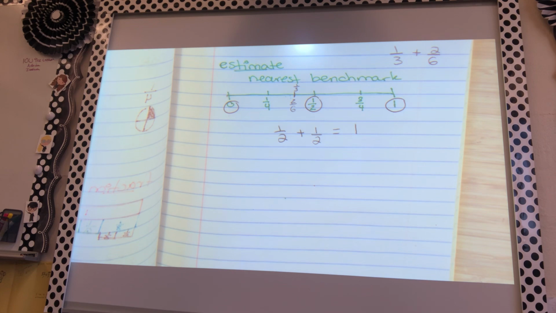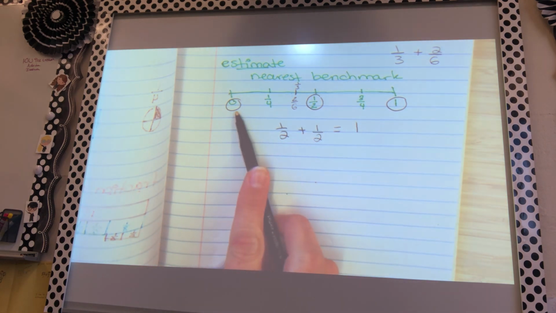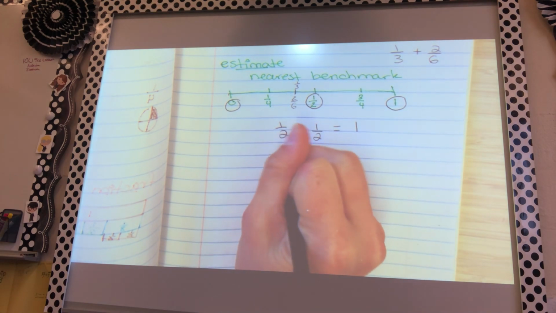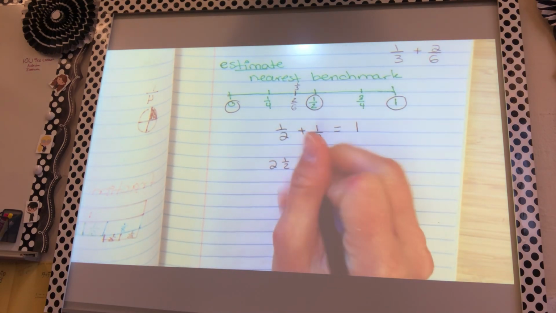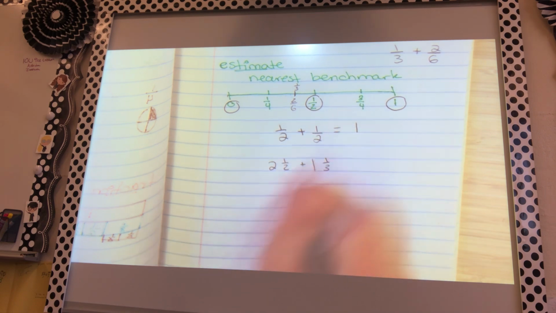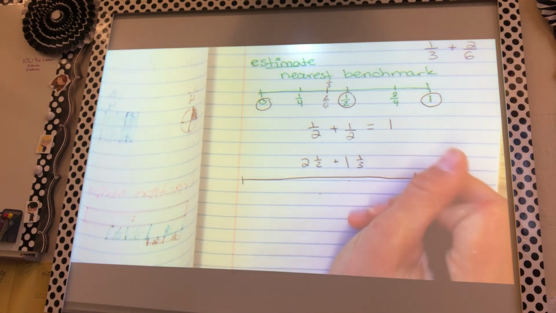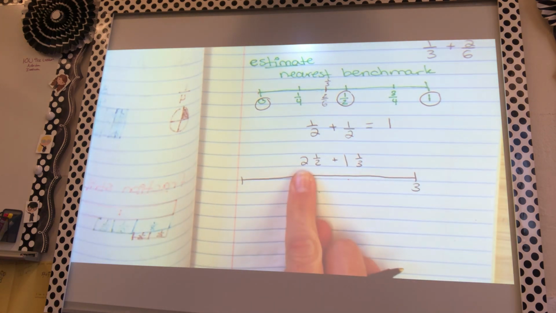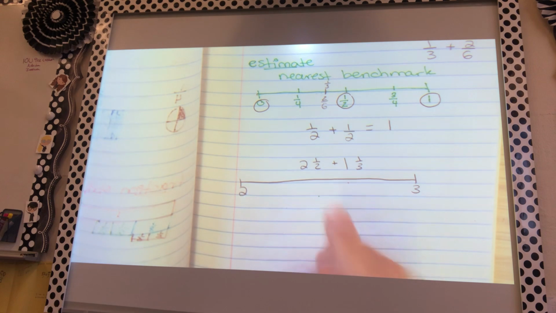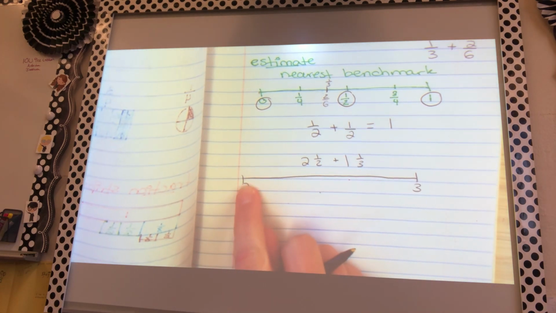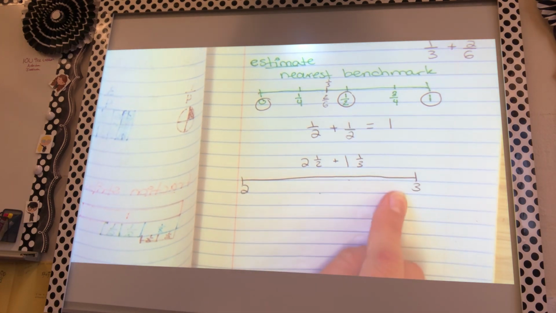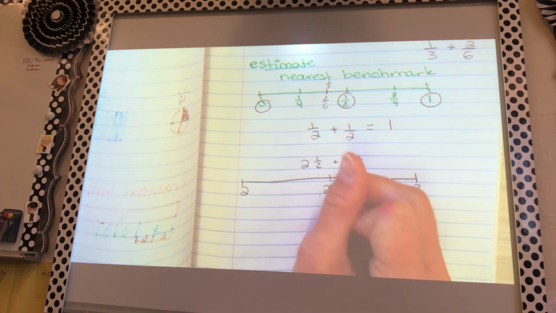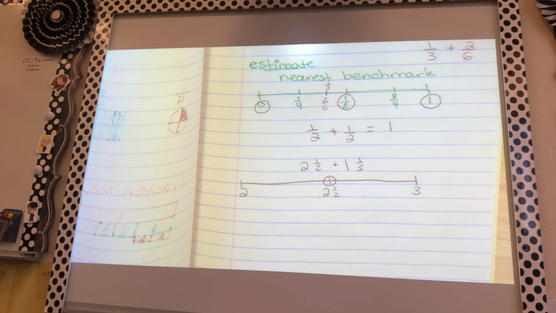Okay, now that we have estimating, rounding to the nearest benchmark, if I did a number like, let's say 2.5 plus 1 1/3, when I thought about my benchmarks for 2.5, I know my maximum would be 3 and my smallest amount would be 2, because I'm either going to round 2.5 up to 3 or down. But remember, I also have 2.5 here. So if I have 2.5, my benchmark is my actual add-in.